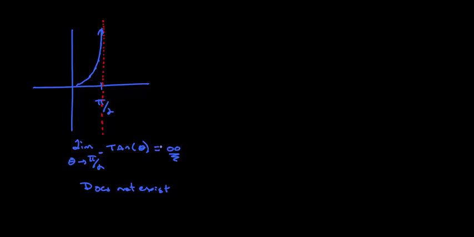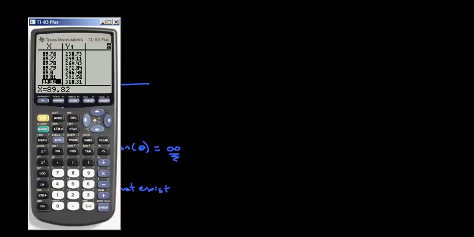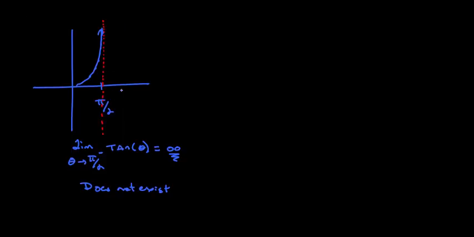Now if we come from the other side, okay, let's get back into our table. And let's go to 90.1. At 90.1, we're really negative. In fact, as we get closer and closer to 90 from the right side, we're getting really, really large negative values. So what's happening here is as we approach from this side, we're getting really, really large negative values.